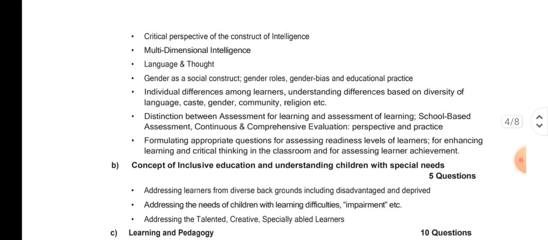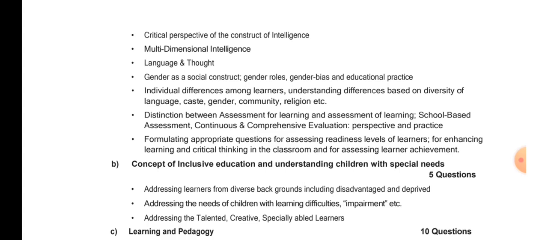Now, language and thought. See, Piaget and Lev Vygotsky have talked a lot about language and thought, so you should know this. Gender as a social construct, gender roles, gender bias, and educational practice. See, I also have videos on this topic. This topic is very, very important because we live in a society where gender plays a very important role. Gender discrimination is one of the main aspects which influence the studies. So gender bias we will see, gender stereotypes we will see. So these things are very, very important.